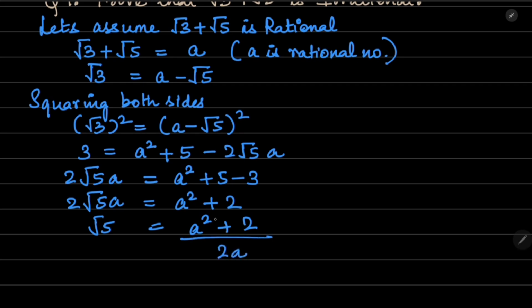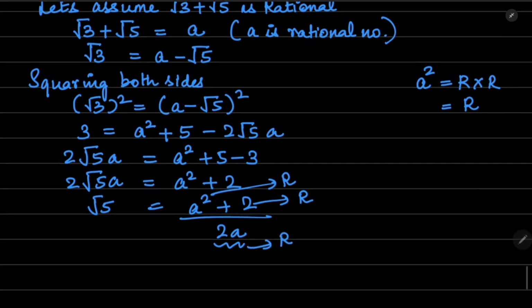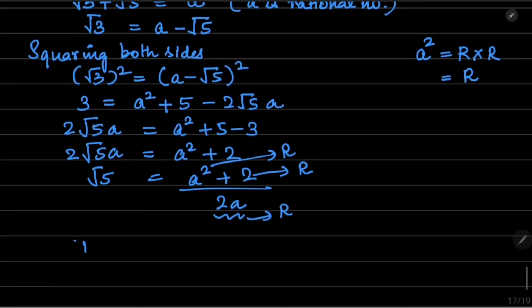If A is rational, A square will be rational multiplied by rational, which is also rational. So this happens to be rational. 2 is also rational. 2A is also rational. But root 5, we know that this is irrational. So an irrational number cannot be equal to a rational number.